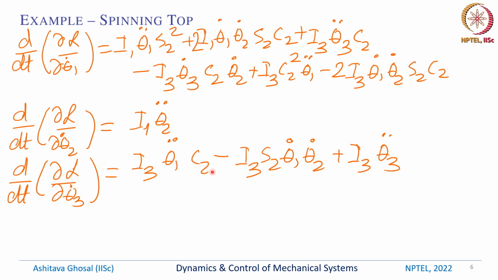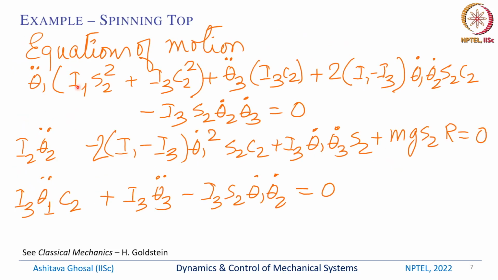So we now have all the ingredients to derive the equation of motion. We have the time derivatives. We also have the partial derivatives of the Lagrangian with respect to θ1 and θ2 and θ3. So remember, only θ2 is there. Partial with respect to θ1 is 0. Partial with respect to θ3 is also 0. So the equation of motion now can be assembled just by following the recipe of the Lagrangian formulation.